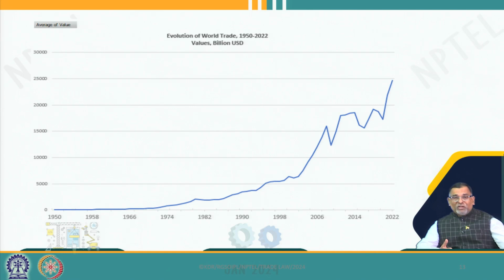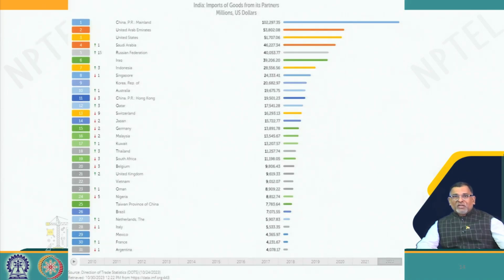So, now you saw the value, now you saw the volume, and definitely this World Bank data shows that the volume increased, GDP increased, and the value of exports in world trade also increased, not decreased, from 1950 onwards. So, this data is on India.